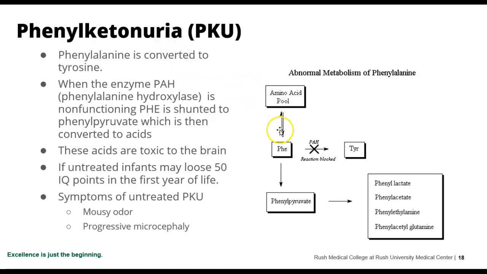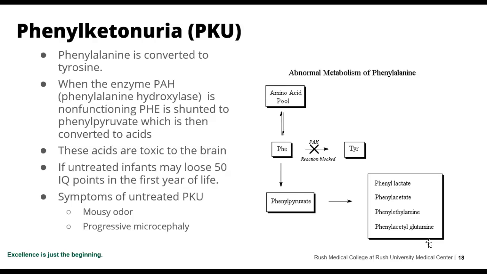But the real problem with phenylketonuria is phenylalanine cannot be converted to tyrosine through this enzyme phenylalanine hydroxylase. And so when it can't go this way, it has to go this way. And we get our amino acids from our amino acid pool that we get from eating proteins. So it gets shunted to phenylpyruvate, which is turned into a bunch of acids: phenyllactate, phenylacetate, phenylethylamine, and glutamine. And these are all toxic to the brain.